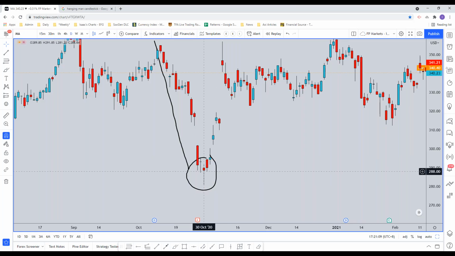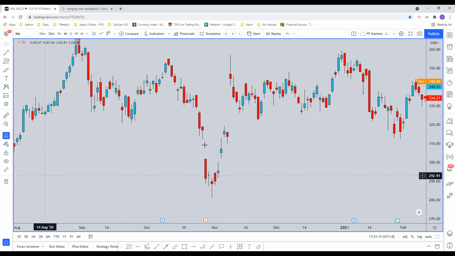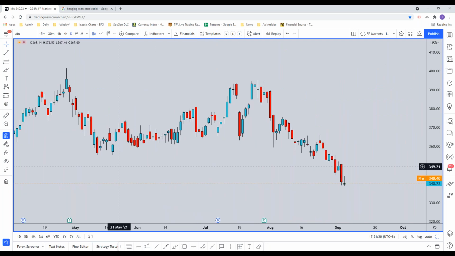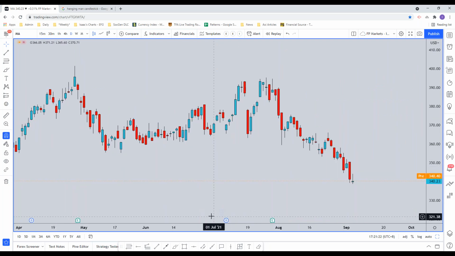So let's go back to the chart. You can see this also can be considered for me a hammer. So it does work, but as with all reversal patterns, there tends to be a bit of a hindsight bias to it. Okay, so let me just move on from the hammer.